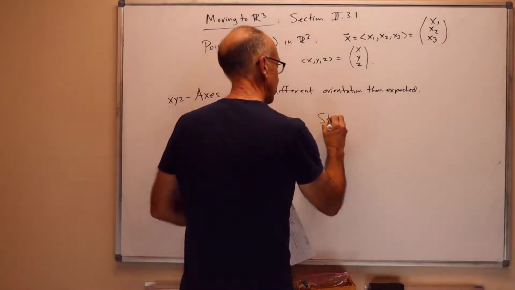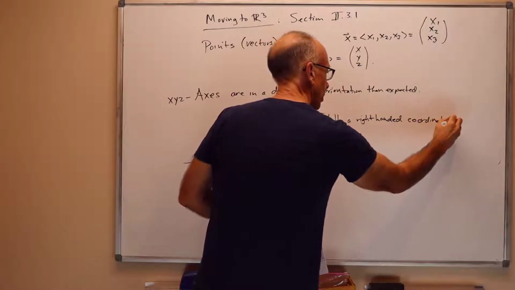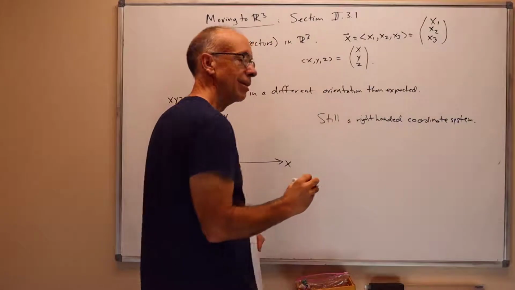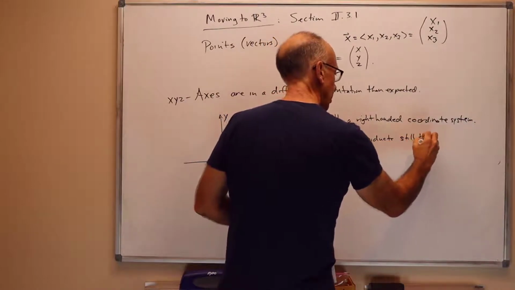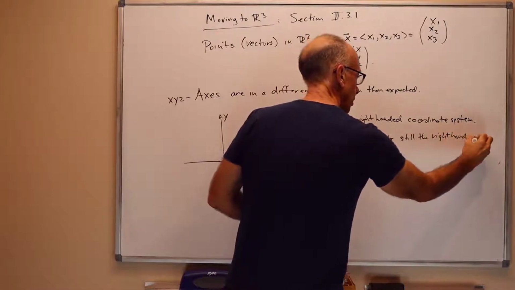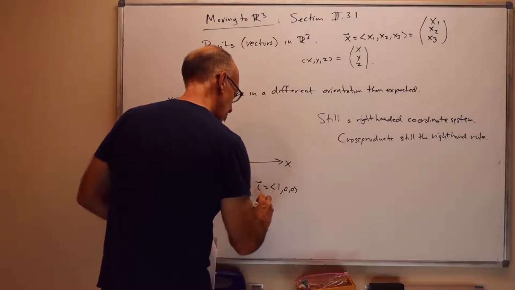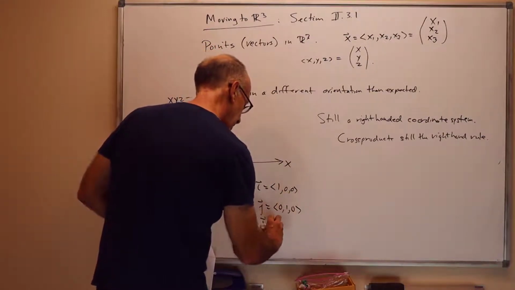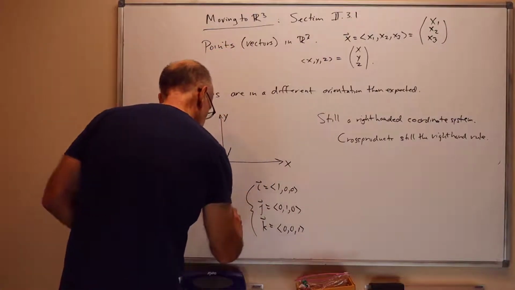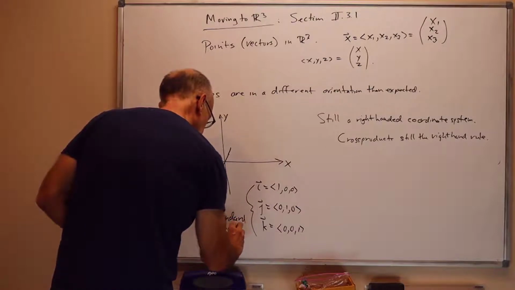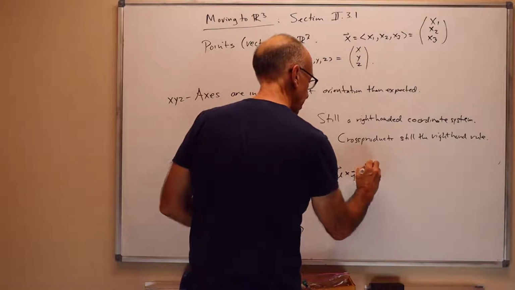But one thing that is good about this is it's still a right-handed coordinate system. So what I mean by this is that cross products and so on we can still visualize using the right-hand rule. So remember, let's look at the standard vectors. i is 1, 0, 0, j is 0, 1, 0, and k is 0, 0, 1. So these are the standard basis vectors. And if we take something like i cross j, this is the usual vector cross product, that's equal to k.